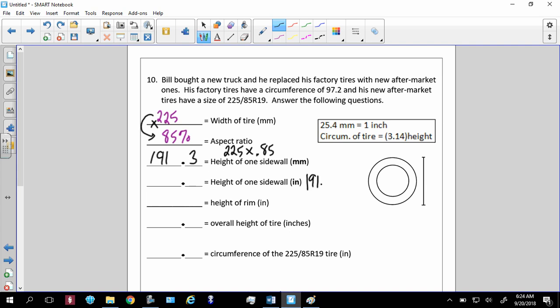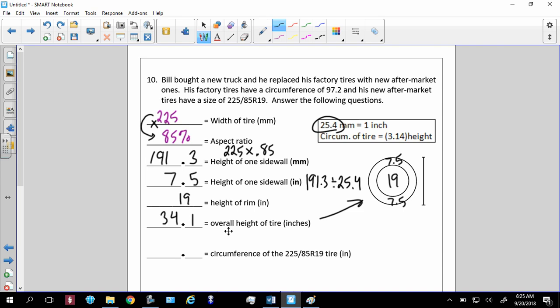Now I'm going to get the one sidewall in inches. That's 191.3 divided by 25.4. That's where the infamous 25.4 came from. And you get 7.5. Now the height of the rim is the third number, which is 19. Okay? Now, this is where people screw up. They get to this point, they're like, I don't know what to do. That's why I gave you a picture, guys. 19 inches was the rim. 7.5 was the sidewall. Add it all up, and you get 34.1 or 34.0, depending on how you round it.